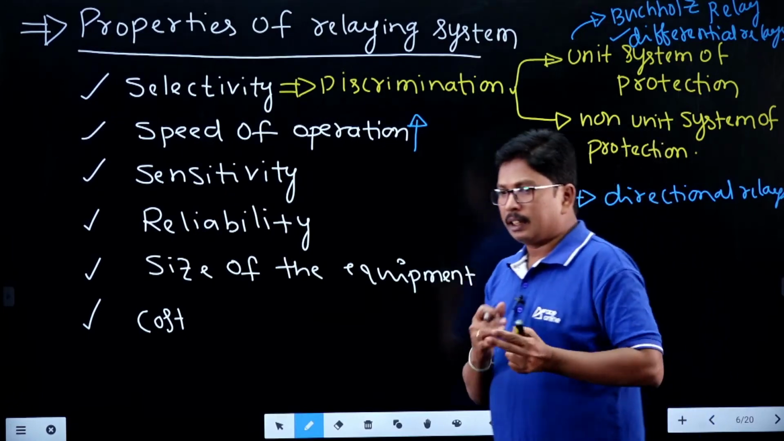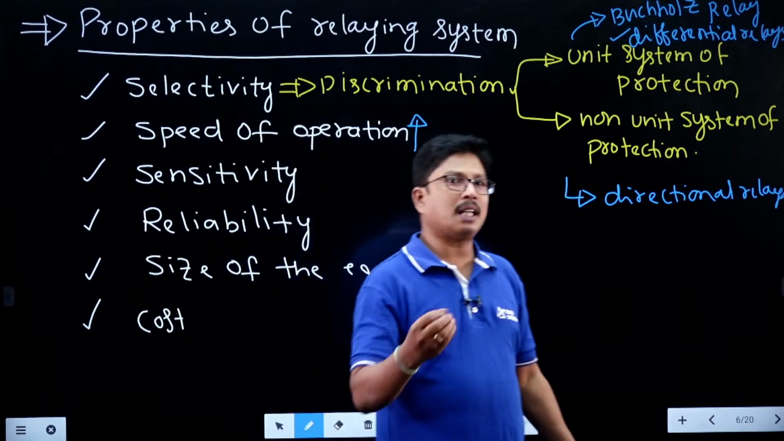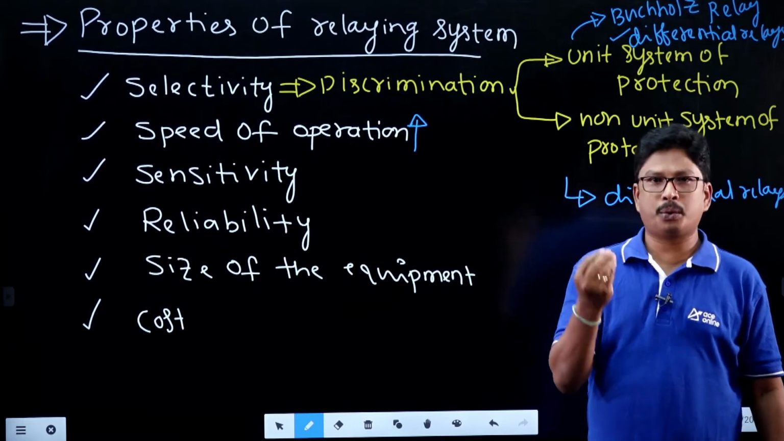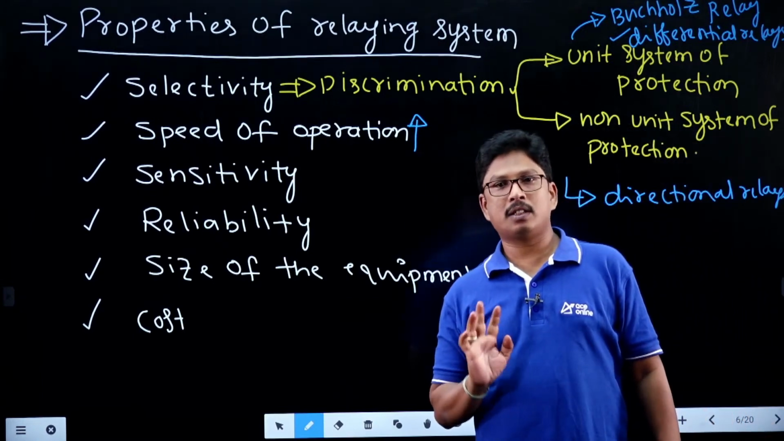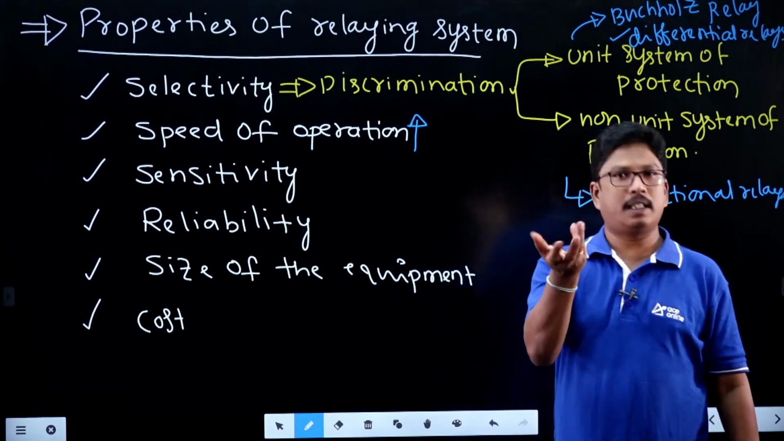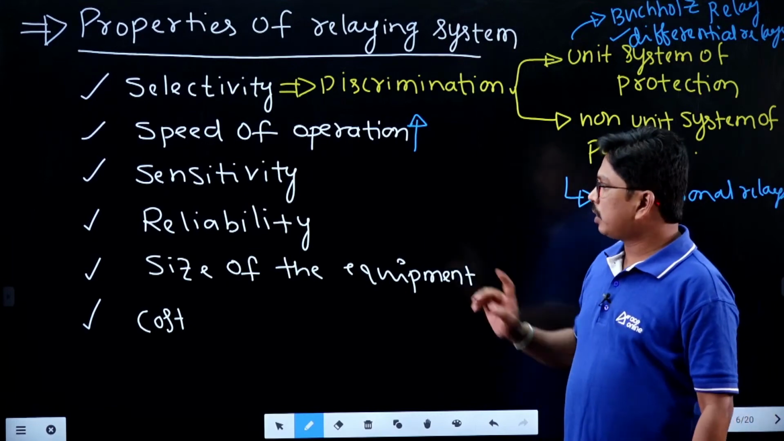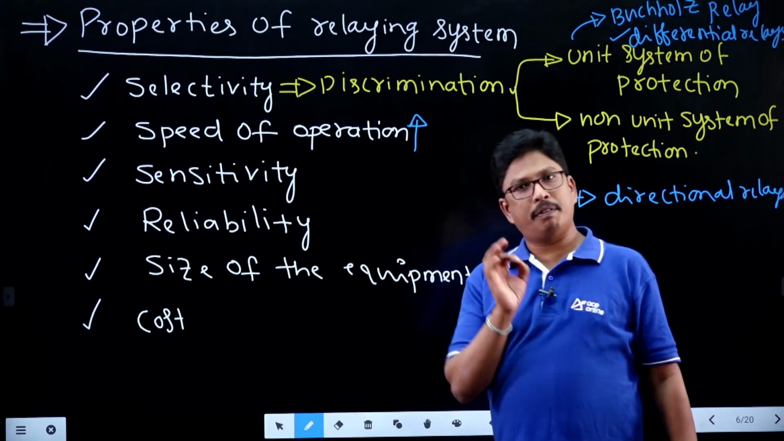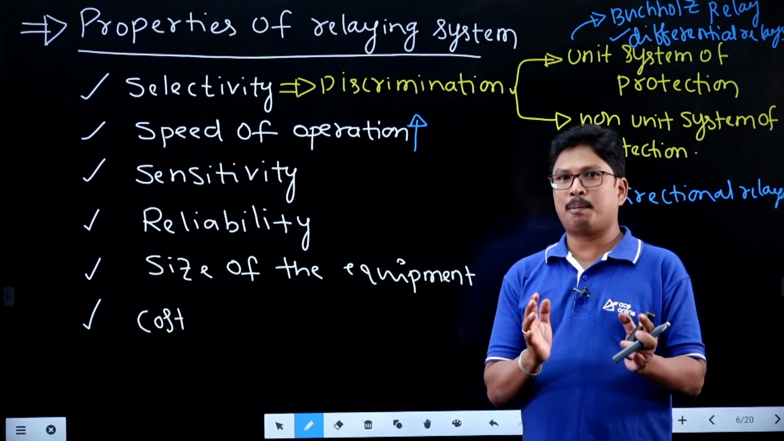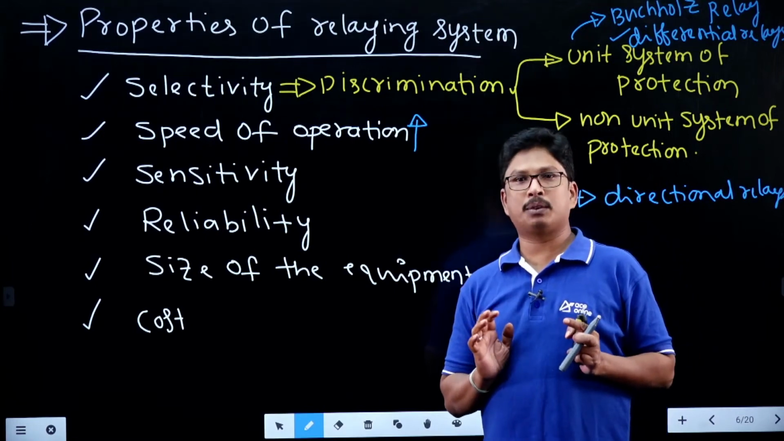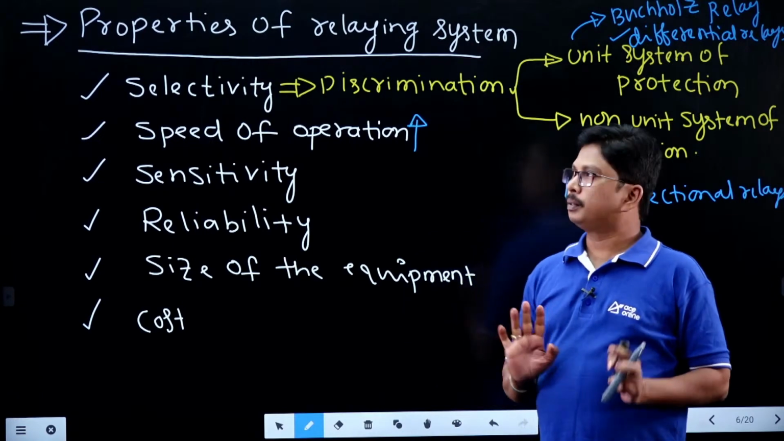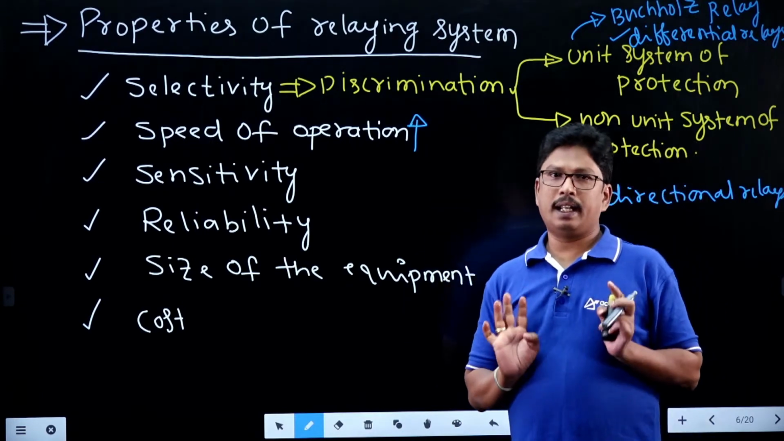Reliability can be achieved as follows: the relay has to operate whenever the fault occurs, and the relay should not operate whenever there is no fault. Both should be satisfied. Then only we can say the reliability of the relay is very, very high. And for the size of the equipment, we have to design the protective system with small equipment only, that means with a small number of equipments, and the cost should be very, very low. So these are the basic properties of the relaying system.